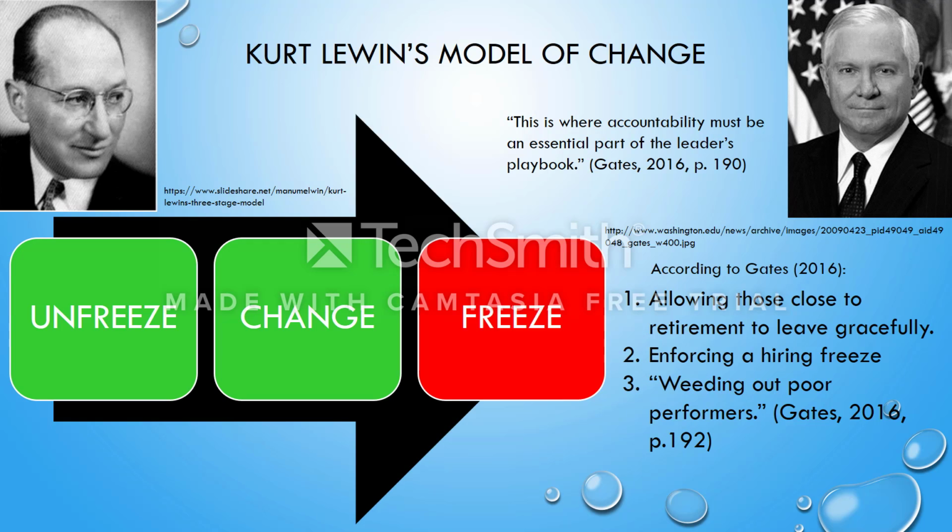Phase 3 is freeze. This is where accountability must be an essential part of the leader's playbook. According to Gates, allowing those close to retirement to leave gracefully, enforcing a hiring freeze, and weeding out poor performers, he utilized these tactics to make his reforms, gaining the support and buy-in from the university staff and students as a whole. This would allow his changes to endure.